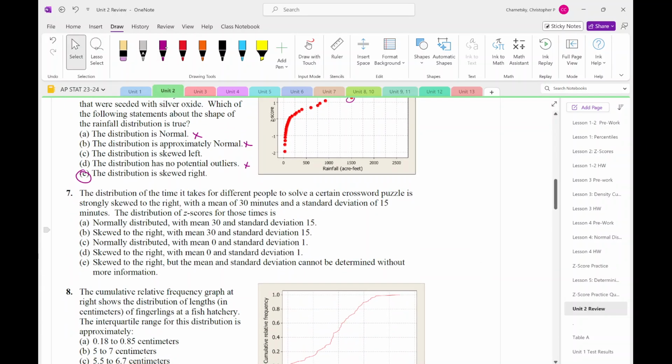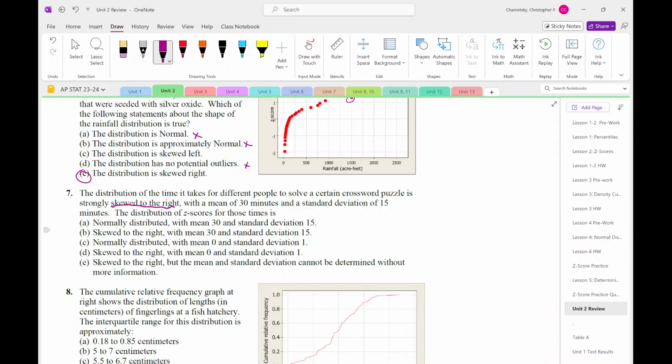Okay. Number 7, the distribution of time it takes for different people to solve a certain crossword puzzle is strongly skewed to the right, with a mean of 30 minutes and a standard deviation of 15 minutes. The distribution of z-scores, so if we took all of those scores, subtracted them from the mean and then divided them by the standard deviation. Okay. Well, the shape is not going to change. Each point is going to be moving the same way. So if we start out skewed to the right, we're still going to be skewed to the right.